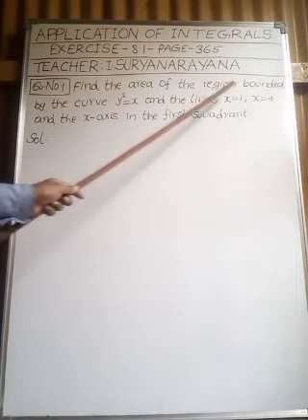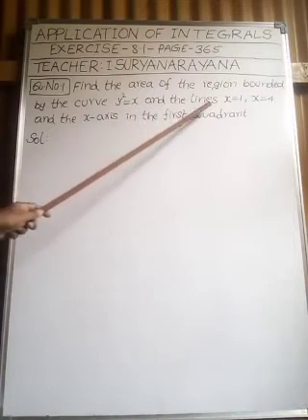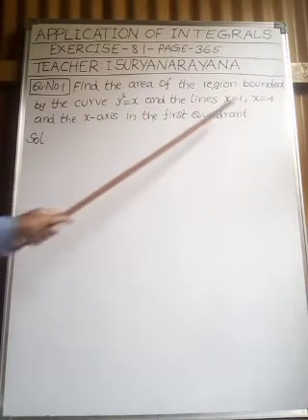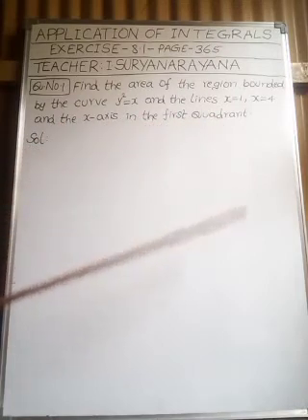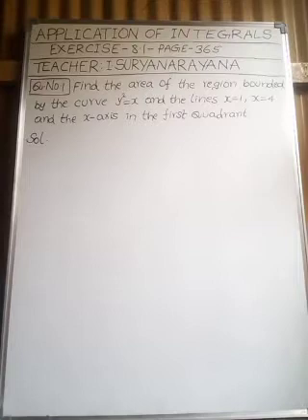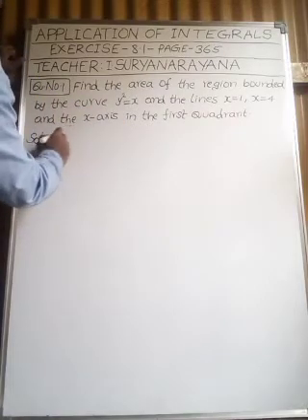Find the area of the region bounded by the curve y square is equal to x and the lines x is equal to 1, x is equal to 4 and the x-axis in the first quadrant. Okay, my dear children, to find the area of the regions bounded by the curves, you should have some idea about the graphs of the curves for the given equations. What is the equation of the curve? y square is equal to x.